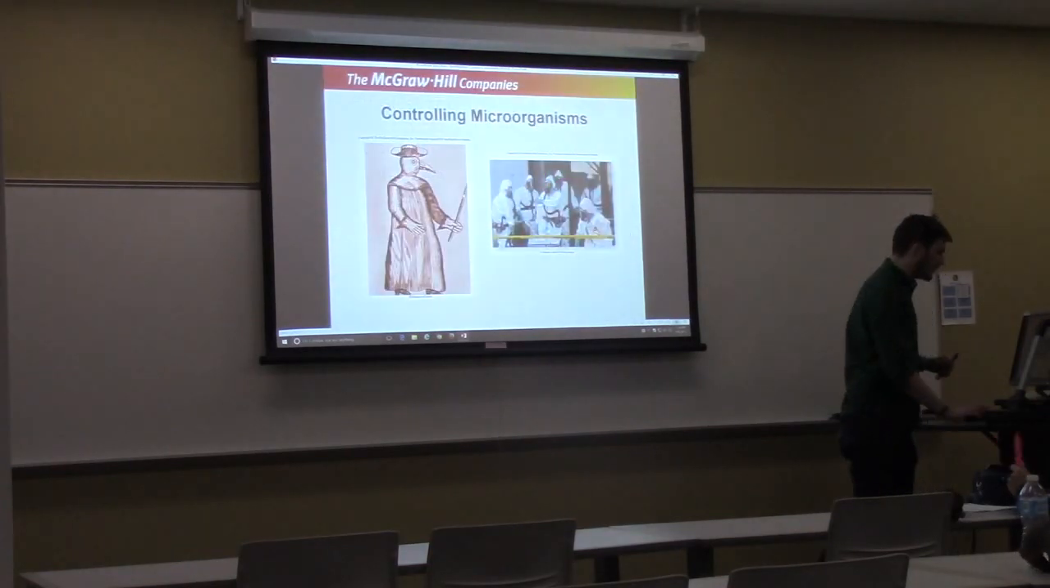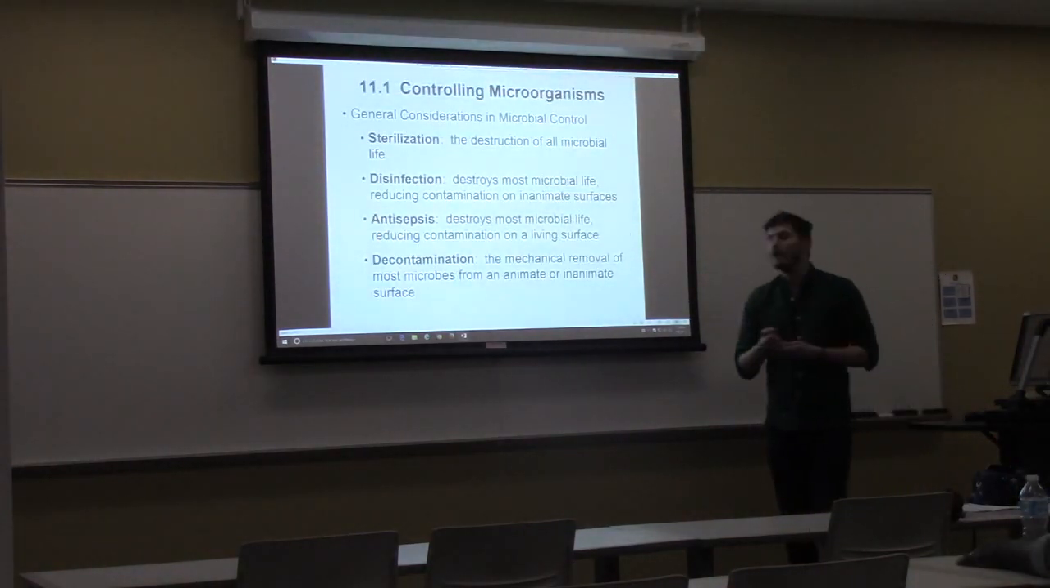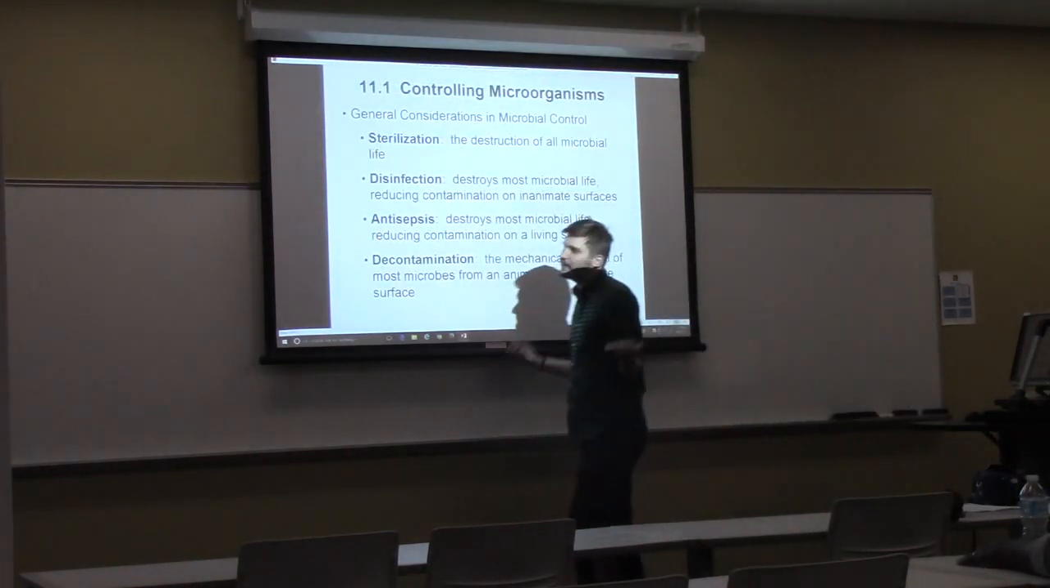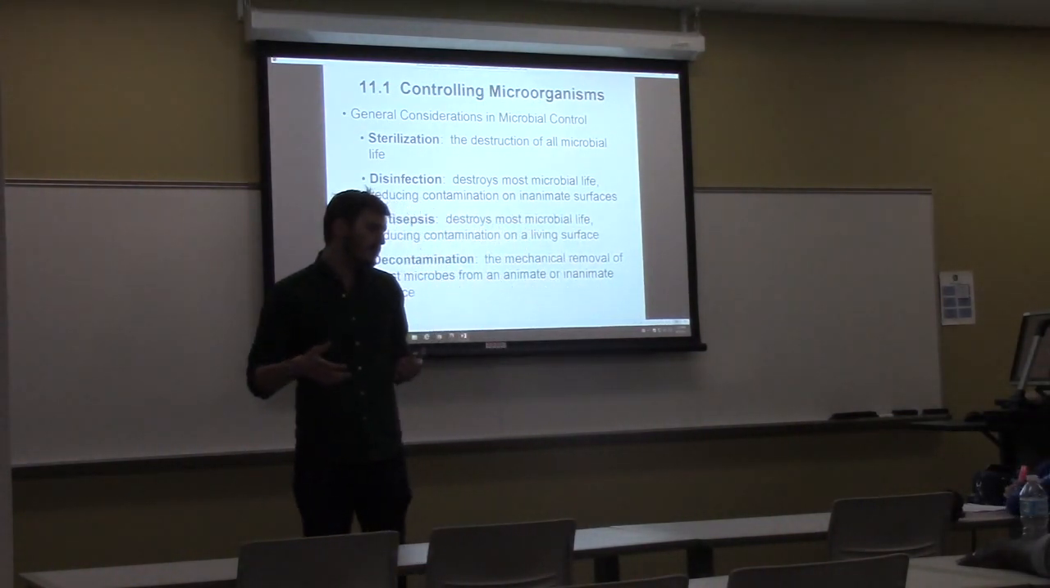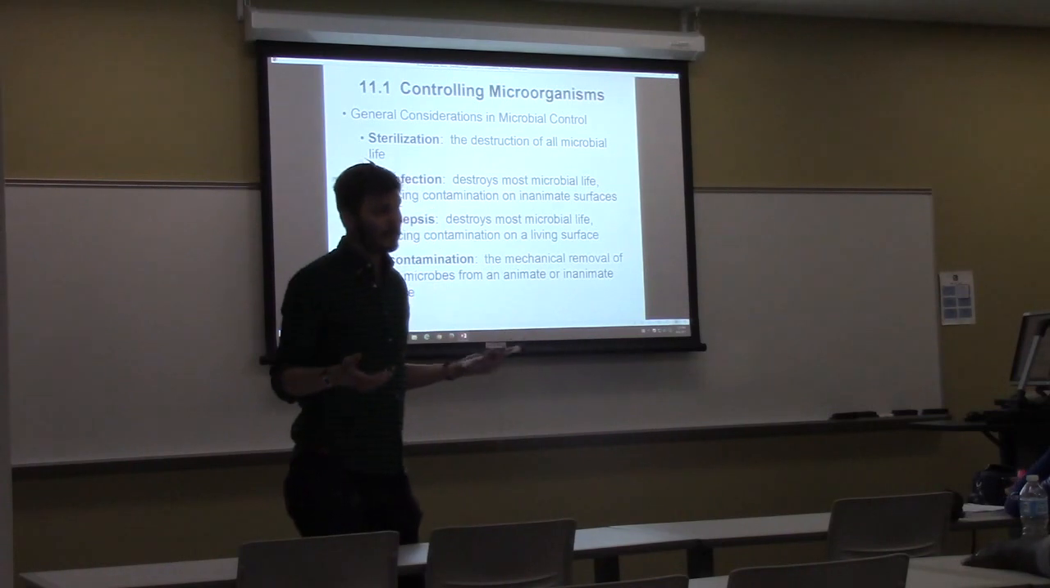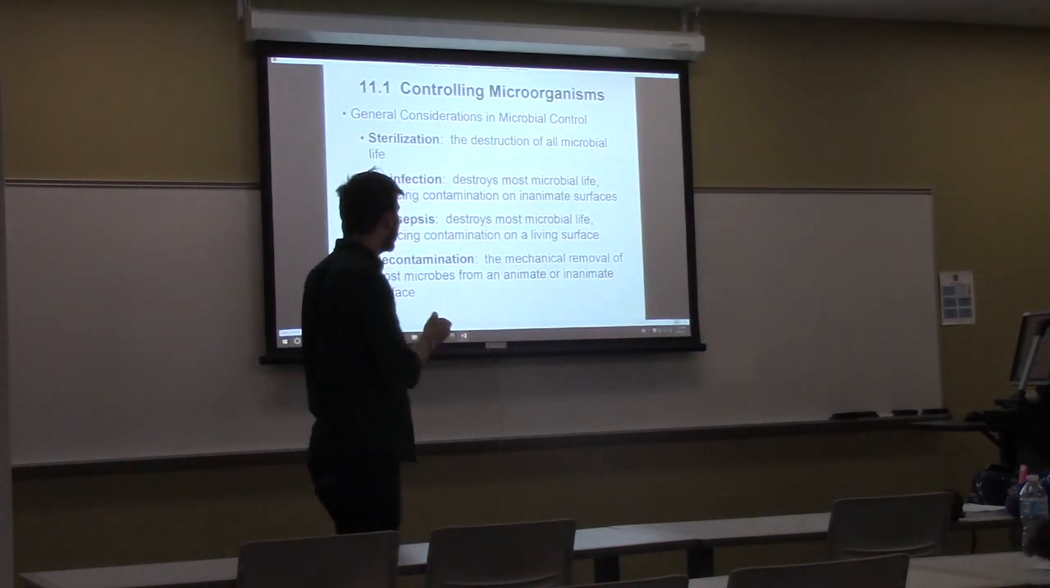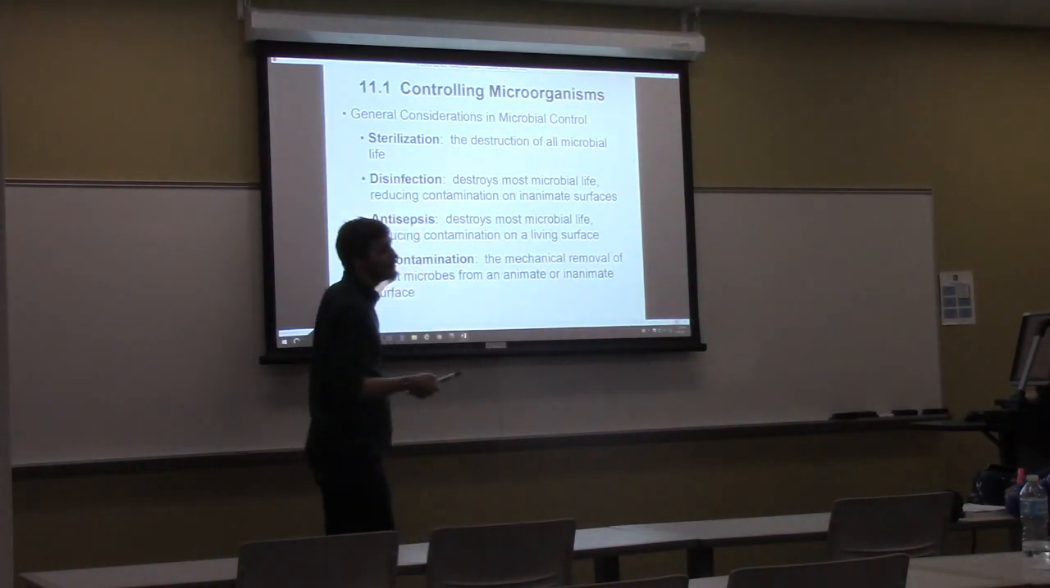So, 11, physical and chemical control of microbes. This chapter has a lot of definitions, okay? A good rule of thumb for any of these is look at the bold words and know what they mean. In case you haven't noticed, those are very helpful for me when I'm determining the matching questions.